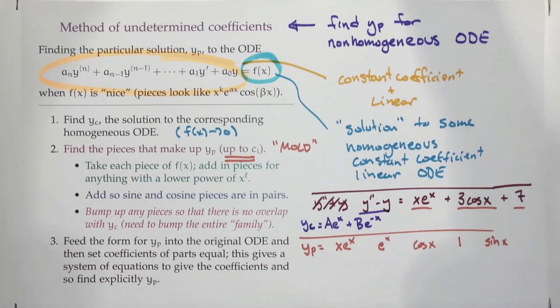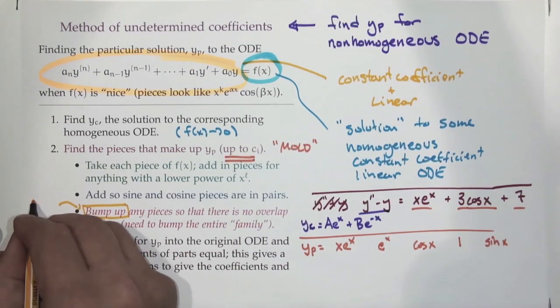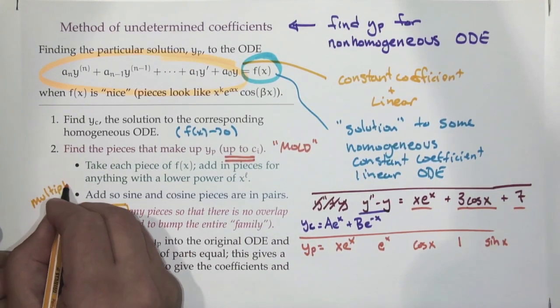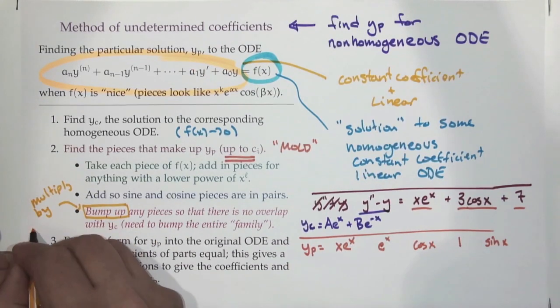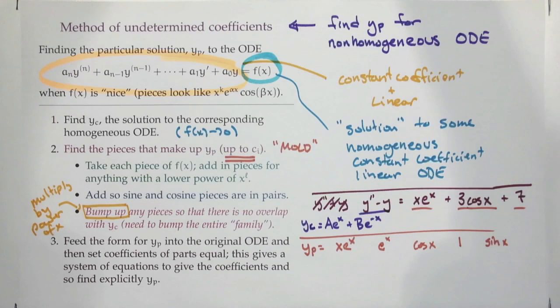All right, now the last bullet point. We say, look, you have to bump up any pieces so that there's no overlap with yc. Now, when we talk about bump up, that means multiply by a power of x. So whenever I say the phrase bump up, in case you're wondering what Steve means when he says bump up, you have to multiply by a sufficiently large power.